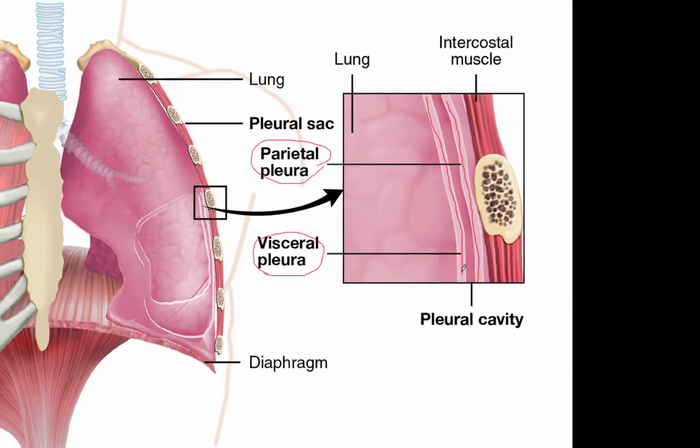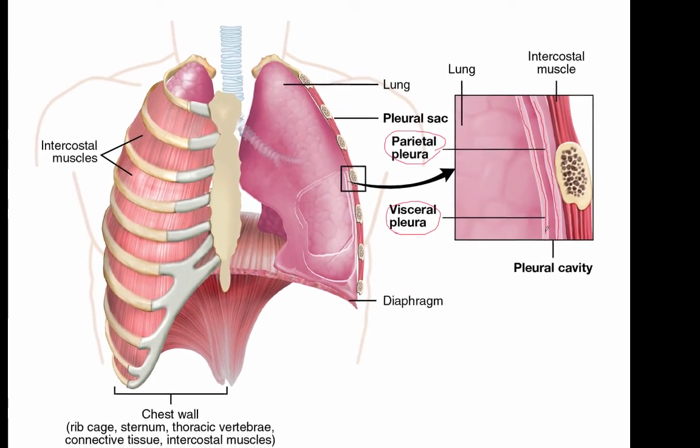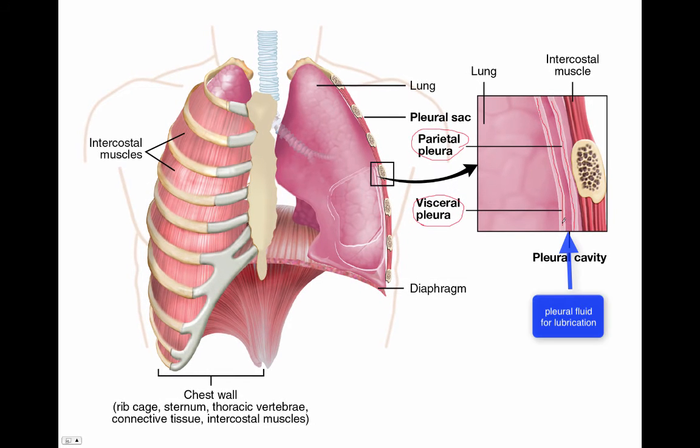Both of these layers of epithelial cells, both of these membranes, produce a lubricant fluid. This lubrication allows the lungs to slide past the chest cavity really smoothly when you're breathing, so there is no rubbing or irritation happening. In addition to lubrication, another purpose for this fluid is to keep the two pleura, the parietal pleura and the visceral pleura, within very close contact.